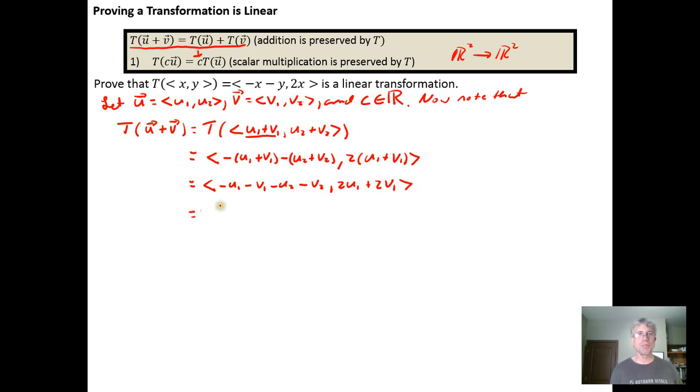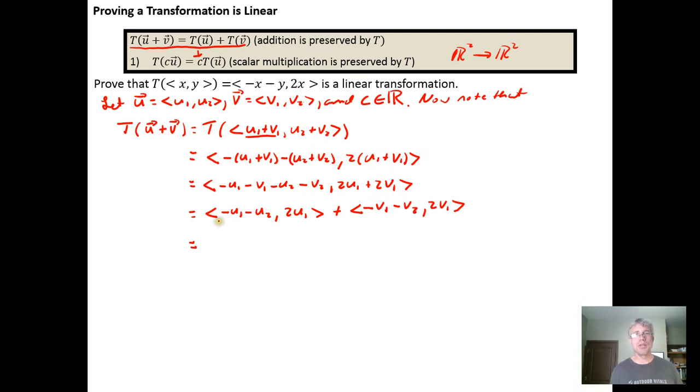And now what we can do is pull the components apart. Pull the u's out into one vector, pull the v's out into another. So this vector is the same as the vector minus u1 minus u2, comma, twice u1, plus the vector minus v1 minus v2 in the first component, comma, second component, twice v sub 1. Take a moment to look at these two and recognize that if we add them together, we'll get back the previous line.